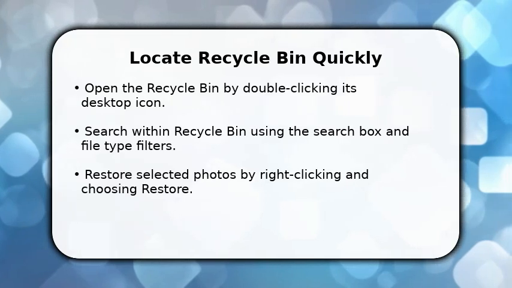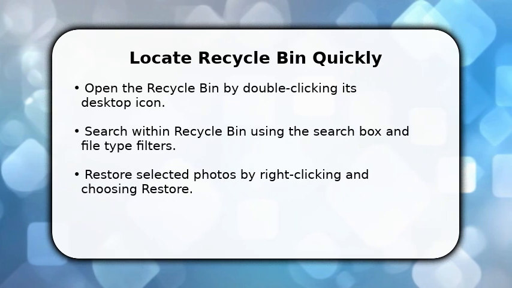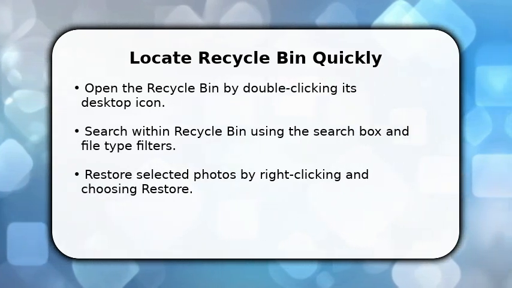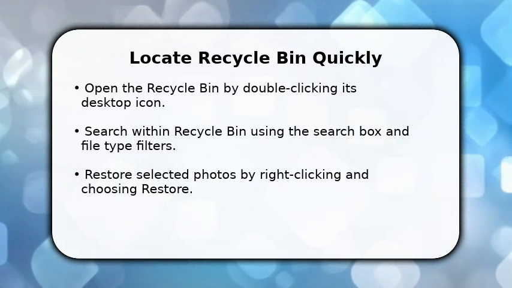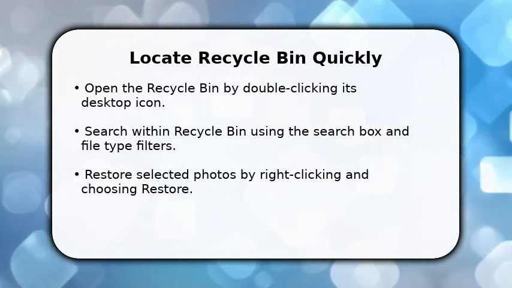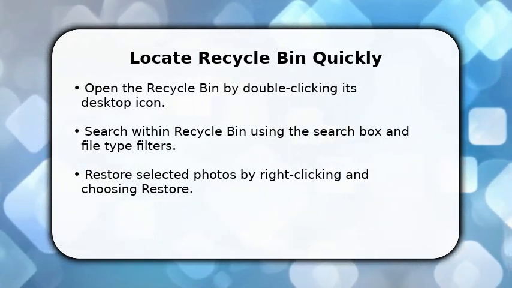Start by opening the recycle bin on your desktop with a double-click. The window shows deleted files in date order and by name. Use the search box at the top to find image types like JPG or PNG. Type *JPG or *PNG to filter results quickly.